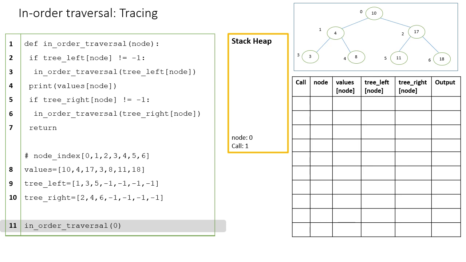Now you can see that the function for in-order traversal is recursive, and it has two base cases, and you can see the output there is between the two base cases. So we start on line 11. We call in-order traversal on node 0. So this is our root node.